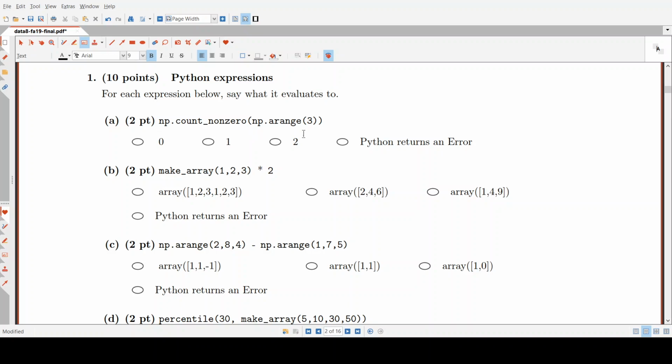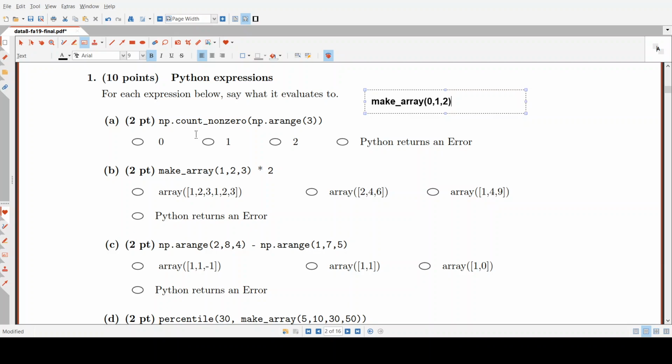It's np.count_nonzero of np.arange of 3. So first we want to know what np.arange of 3 does. Remember, the arange function can take in 3 arguments: a starting value, an end value, and the amount that you would jump by each time. But in this case, it only takes in 1 argument, and that's just where you stop. So it creates a range that starts at 0 and ends at this argument minus 1. So np.arange of 3 is basically the same thing as typing make_array of 0, 1, and 2.